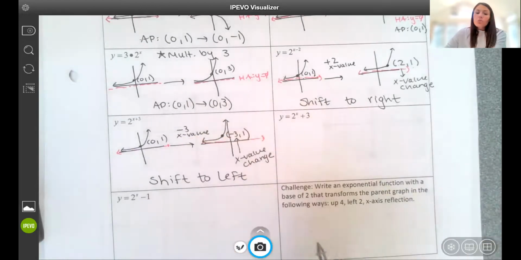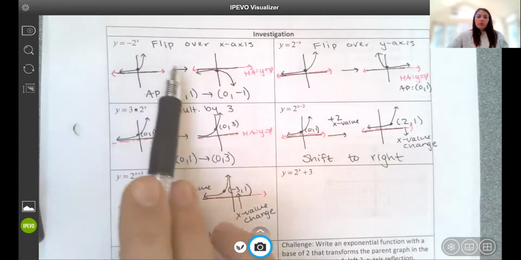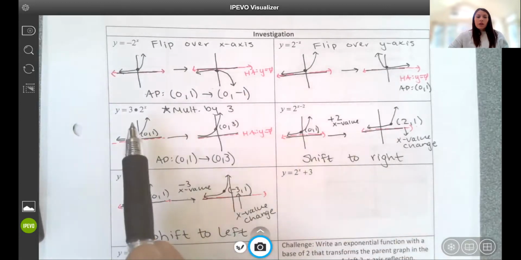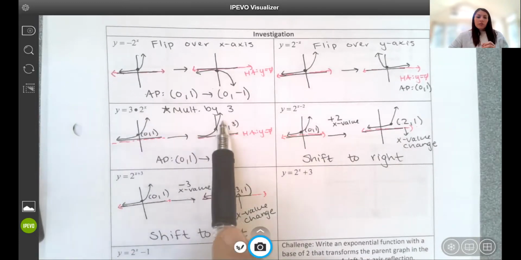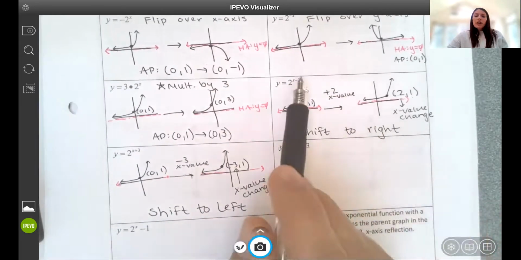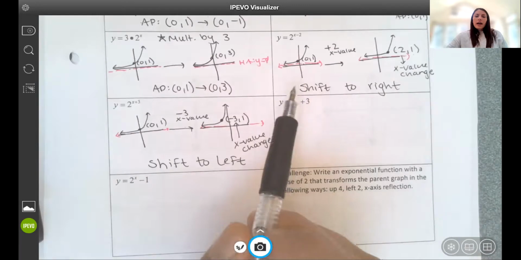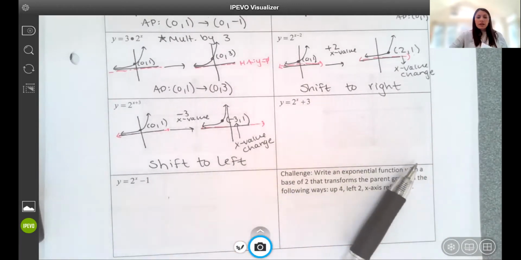Okay. So we observed that negative out front flips over the x-axis, negative in my exponent over to y. Any multiple out front multiplies my anchor point, okay, shifts it by that multiple. Should be putting arrows on these. And if I add or subtract inside my exponent, it's a horizontal shift, a left-right shift. Well, what if I add or subtract outside of my exponent? So let's go back to Desmos and look at this last transformation here.